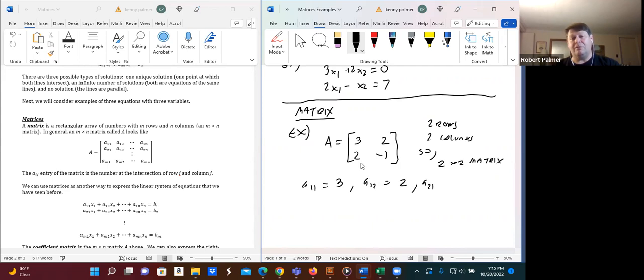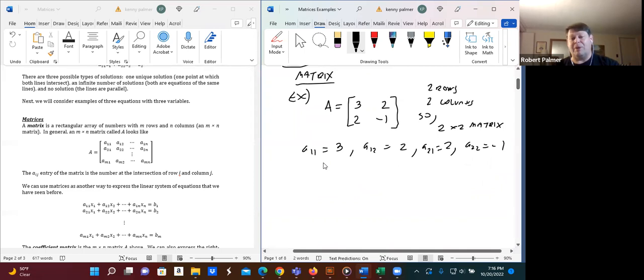a2,1 goes in row 2, column 1. That's the number 2. And finally, for this one, a2,2 is in row 2, column 2, that's -1. So that's how to think of these. These are called the elements of a matrix. You can identify them by, the small a means they belong to matrix A, and by their position. Their position is given by this subscript. The first number is the row, the second number is the column.